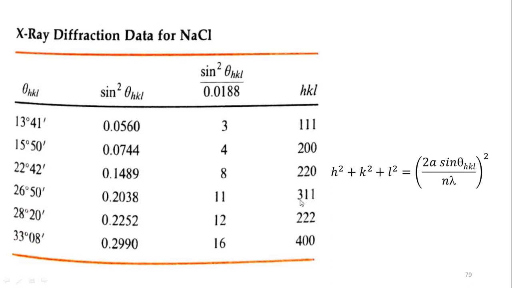Let's suppose this one, and the plane is 311. 3 square is 9, plus 1 plus 1, that is 9, 10, and 11. 11 is the value of this one, and the plane is called 311. In a similar way, you can get the plane if you know the value of theta. Just put the value of theta, the diffraction angle, over here and you will get the Miller indices. So this is all about our total lecture.